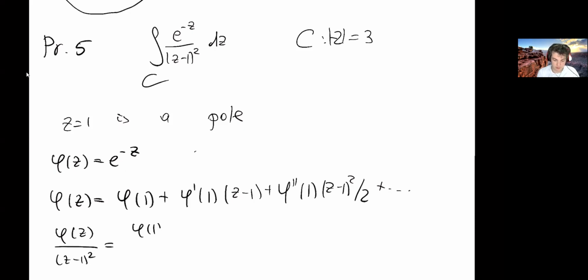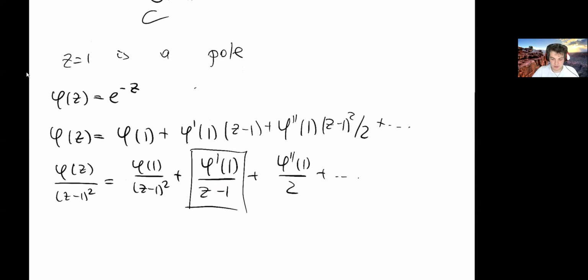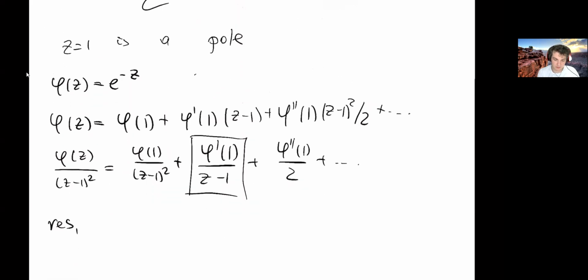I'll get phi of 1 divided by (z minus 1) squared plus this plus so on, and here is the residue. So the residue is what we have at the power minus 1. And so we only need to find phi prime of 1. Let's see, yeah, I have this function.